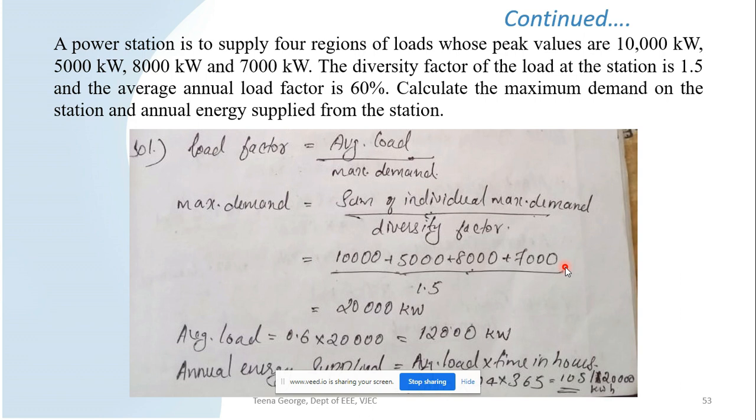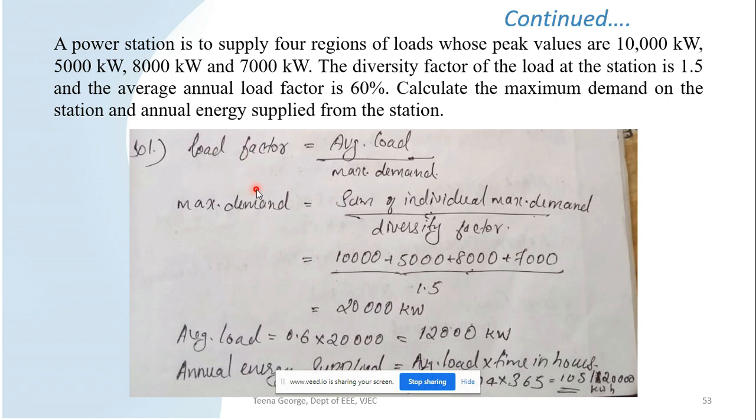Another question, taken from a university question paper. A power station is to supply four regions of loads whose peak values are 10,000 kilowatt, 5,000 kilowatt, 8,000 kilowatt, and 7,000 kilowatt. The diversity factor of the load at the station is 1.5. The average load factor is 60%. Calculate the maximum demand on the station and the annual energy supplied from the station.